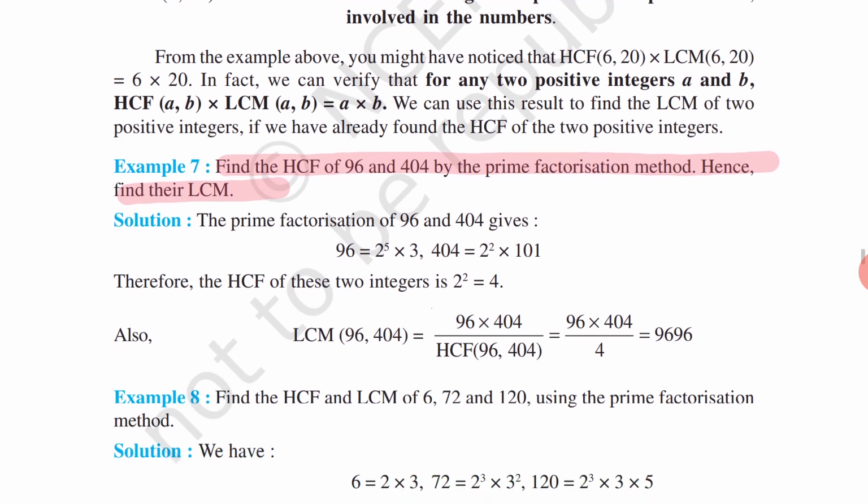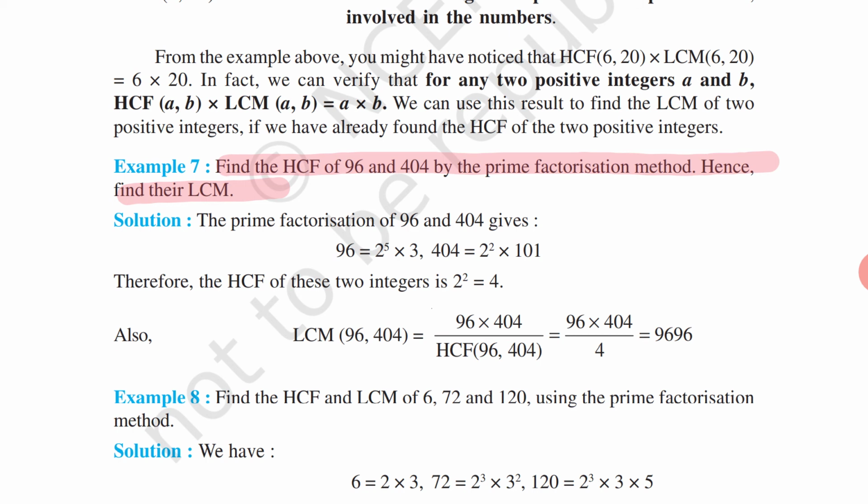Again, read this example, and we also know HCF into LCM equals the product of two numbers. Now these two numbers are given: find the HCF of 96 and 404 by the prime factorization method, and after finding the HCF we can also find the LCM. So find the prime factorization of 96 and 404. The prime factors of 96 are 2 to the power 5 into 3, and of 404 are 2 square into 101. So the HCF of these two numbers, 96 and 404, is 4.